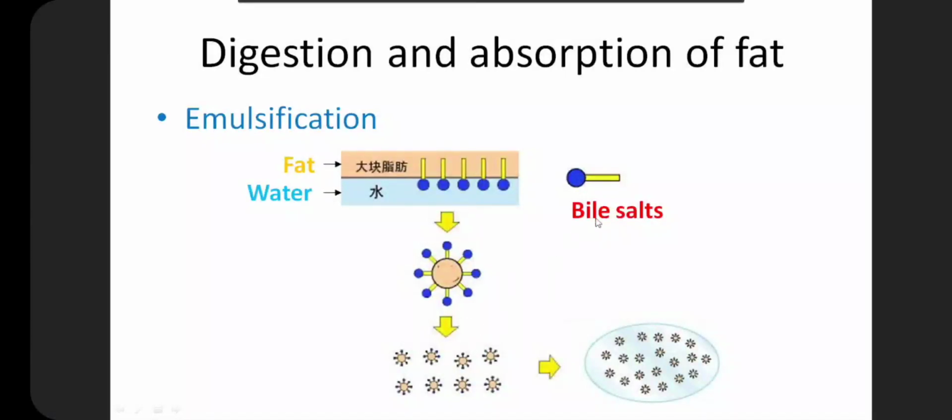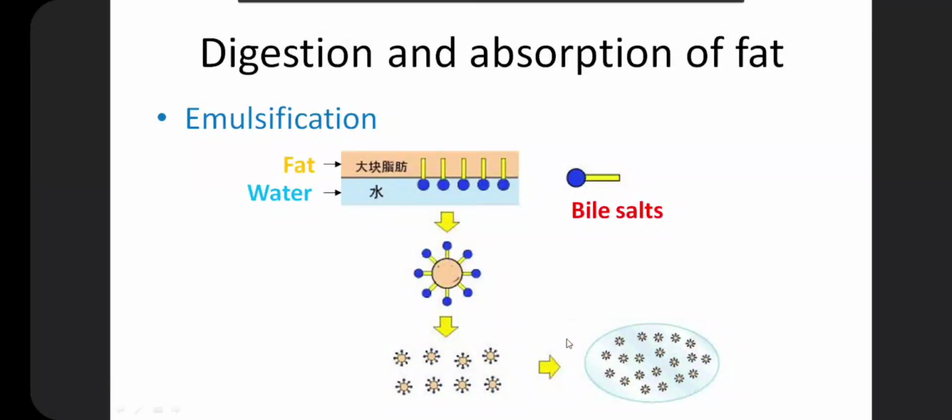The bile salts are synthesized in the liver and stored in the gallbladder until discharged into the duodenum. Then the bile salts act as a biological detergent to help emulsify the lipid into small droplets. After emulsification, the lipid is converted into small droplets, and as a result, the available surface area is increased for further digestion.